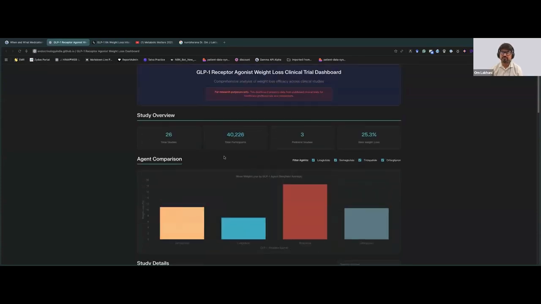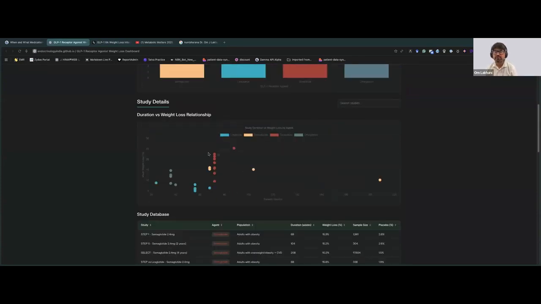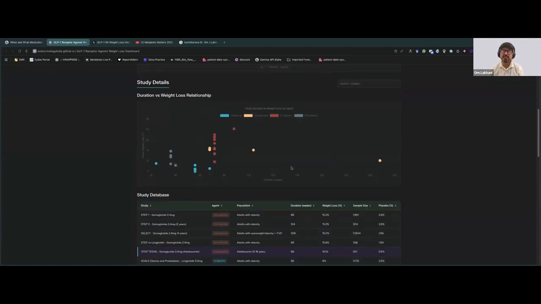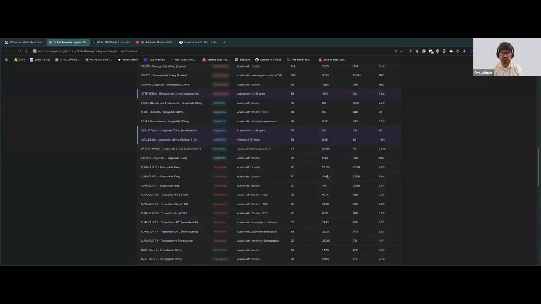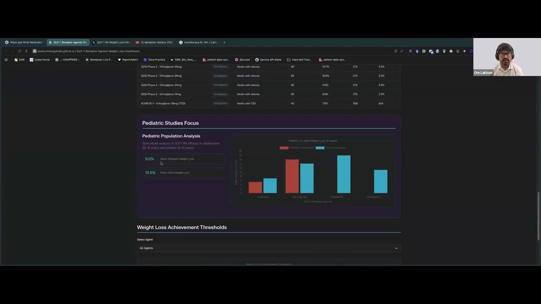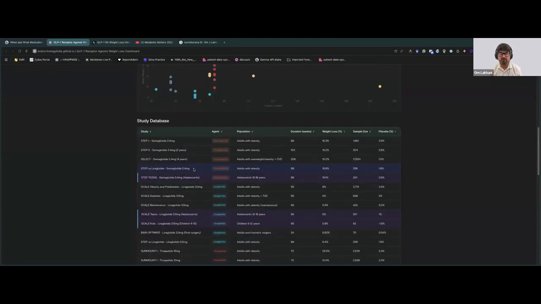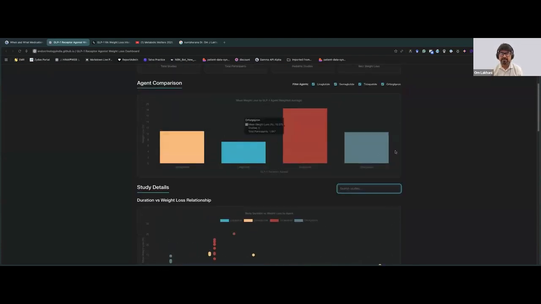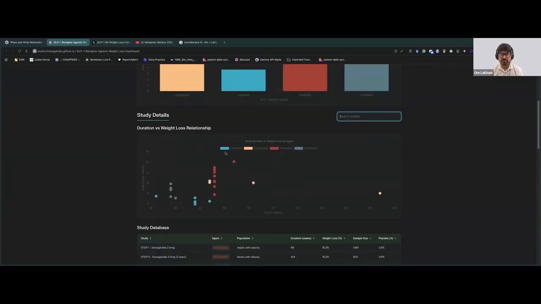This dashboard shows the amount of weight loss seen across clinical trials with various agents. You can clearly see we have in fact taken all the clinical trials published to date. We have also taken pediatric data, and you can clearly see how much weight loss. So in this graph, you can see the comparison. Semaglutide, liraglutide, tirzepatide, you can clearly see the benefit is highest. And orforglipron, which is an upcoming oral obesity drug. So you can see the difference in weight loss here.